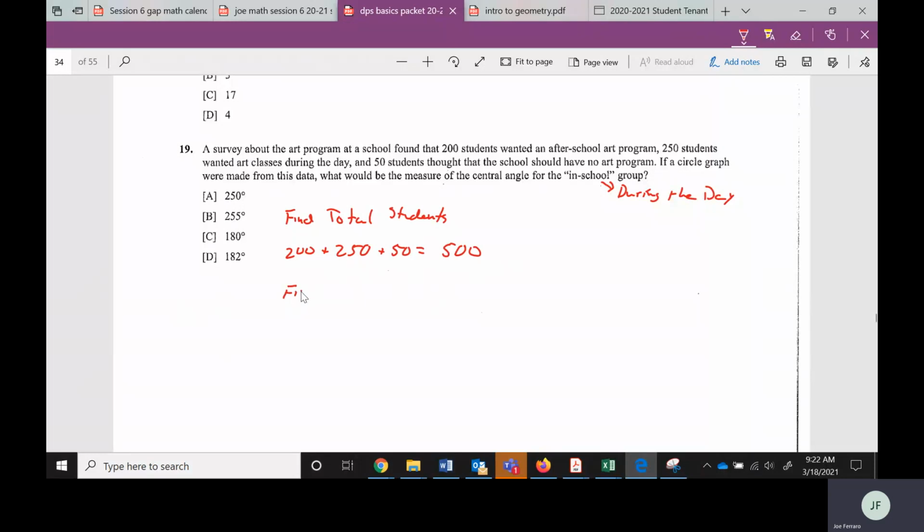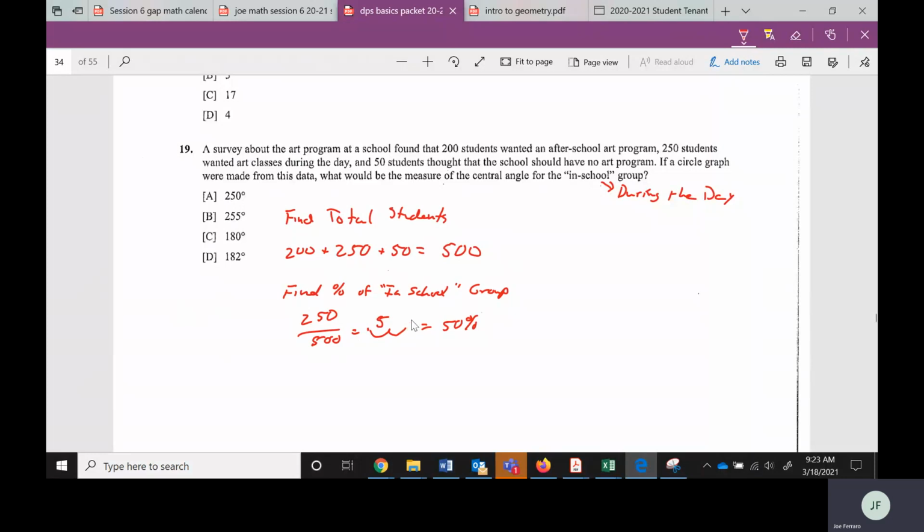Okay. The next thing we're going to do, the main thing we're looking for here is the in school or during the day. So we're going to find the percent of the in school group. Okay, so finding the percent, here's the total. 250 said in school. So just like a test score, it's 250 out of 500. Okay, that gives you 0.5, that's 50%. Now again, that's not the answer. That's the percentage.